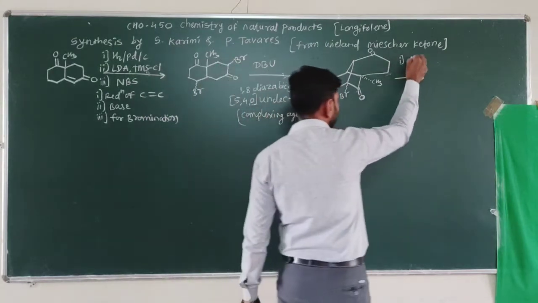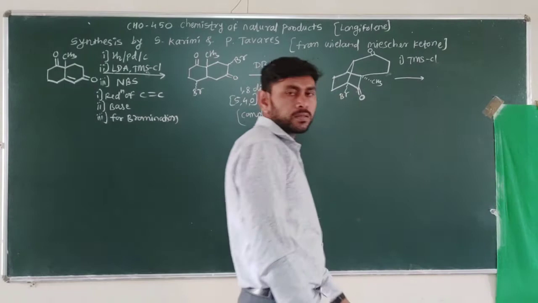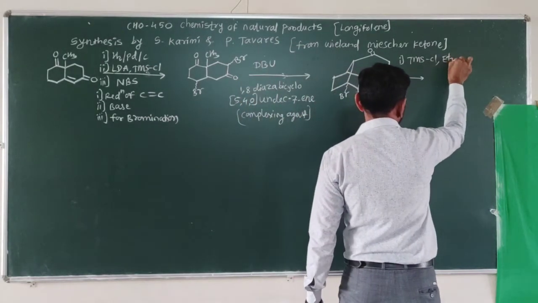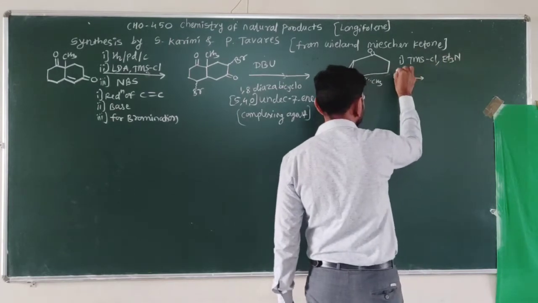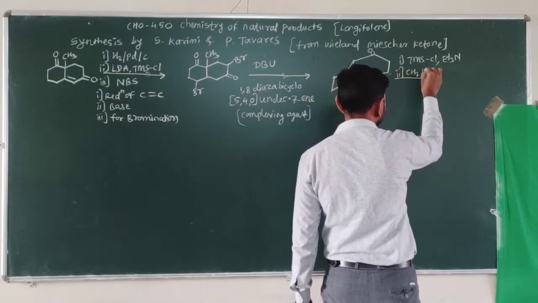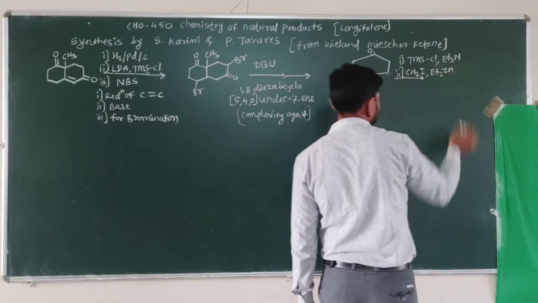So to expand this ring, we use TMSCl, trimethylsilyl chloride, in presence of Et3N. This is the first reagent we have used. And the second reagent we have to use is CH2I2 in presence of Et2Zn.